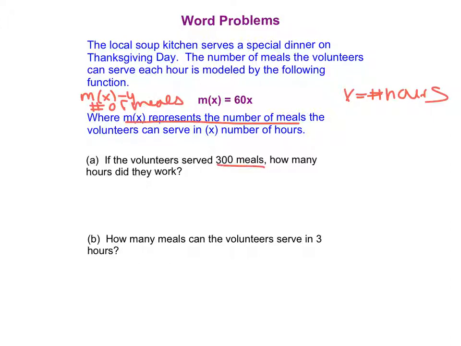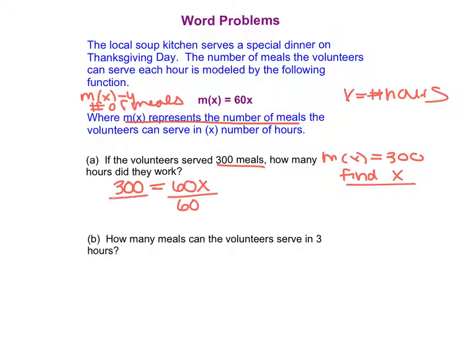So I'm noticing 300 meals, so I know that the m of x is equal to 300 meals, and ultimately I'm trying to find x, or find the number of hours that they worked. So here I'm going to replace my function with 300 is equal to 60x. Now I need to solve this equation for x to see which x value results in 300 meals. So if we divide both sides by 60, we find that x is equal to 5, and then remembering that x is the number of hours, we would need 5 hours to make 300 meals.